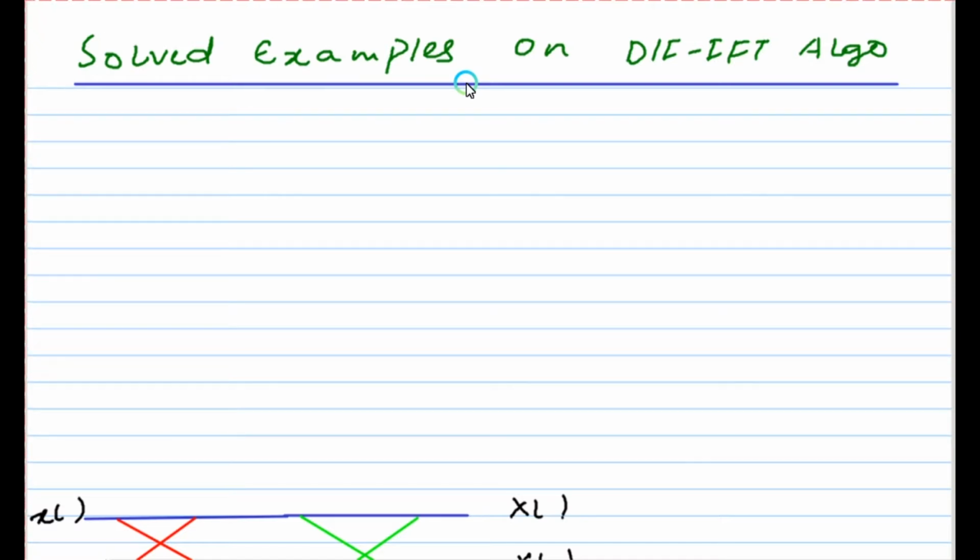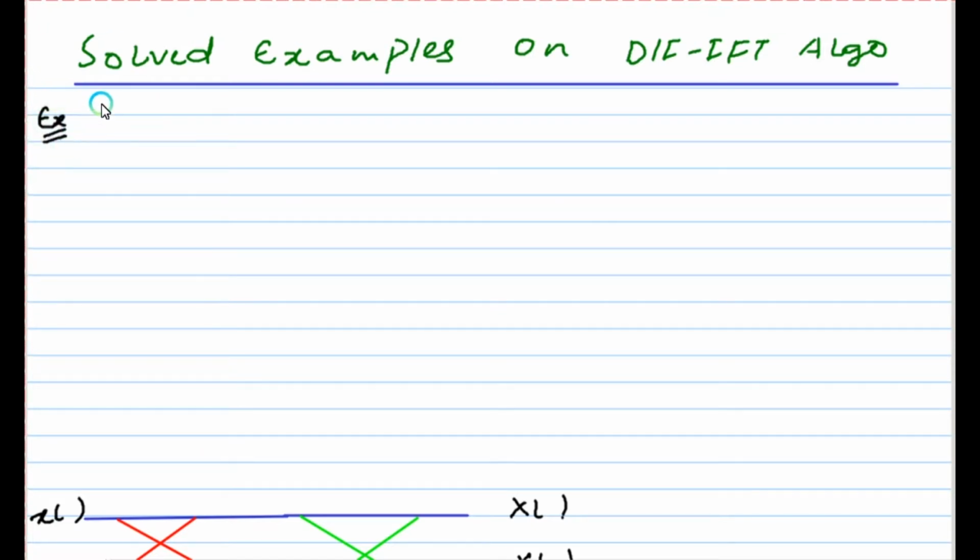Basically, in the last few lectures we had completed the estimation frequency algorithm. We also did the computation of DFT using FFT. Now we are going to do some solved examples in the decimation frequency FFT algorithm. So let's start with a very basic example. Let me write it down. The example.